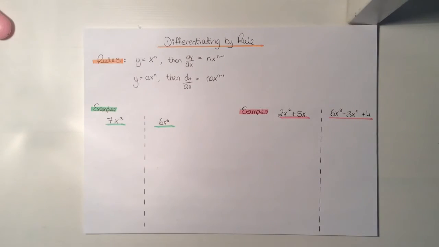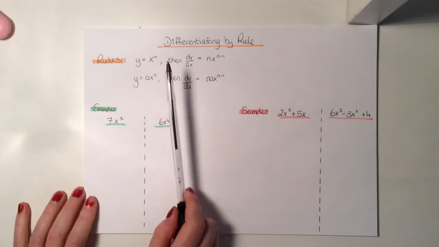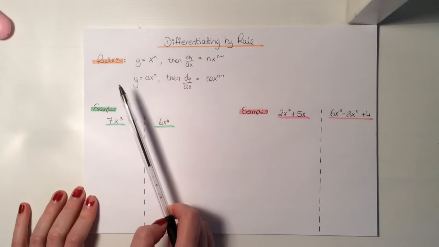Okay, so today we're going to look at the actual method we will be using in most questions for differentiating. I call it differentiating by rule, and I'm just going to show you a few examples. It is much quicker than doing it by first principles, and you'll get the same outcome. These are the rules I'm going to go by here.